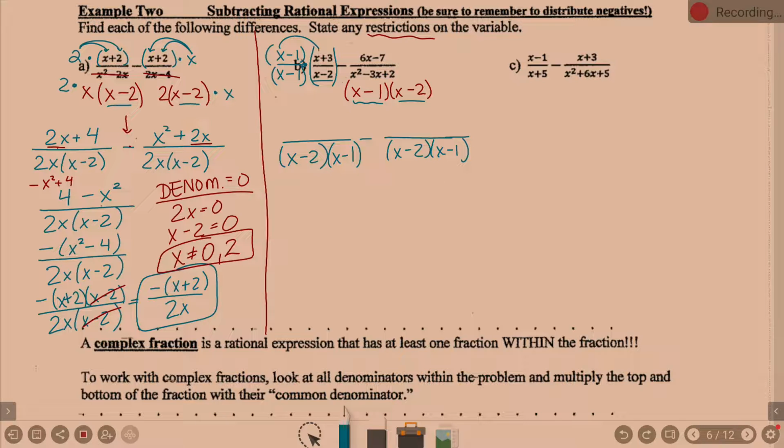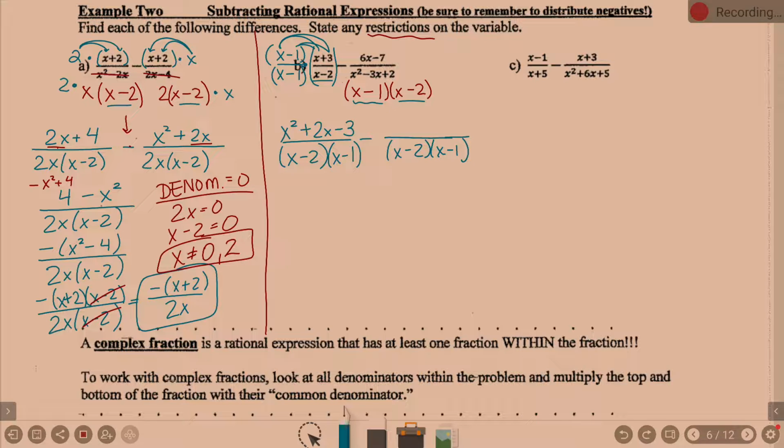X times x is x squared. X times 3 is 3x. I'm going to hold that 3x for a moment. Negative 1 times x? Negative 1x. So what's 3x and negative 1x? 2x, 3 minus 1. And then last, negative 1 times 3 is negative 3. So that numerator is x squared minus 2x minus 3.